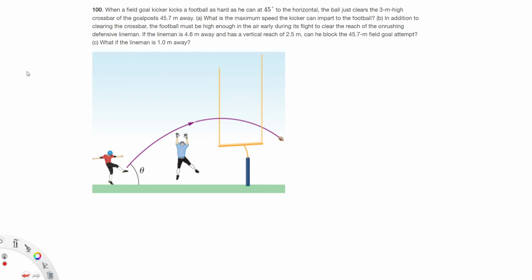So, part A. At what speed must the kicker kick the ball in order to get this trajectory where we just clear the goalposts? And part B, in addition to clearing the crossbar, the football must be high enough in the air early during its flight to clear the reach of the onrushing defensive lineman. So, can a lineman block the kick that we solve for in part A?